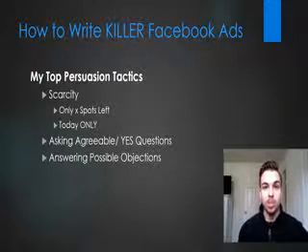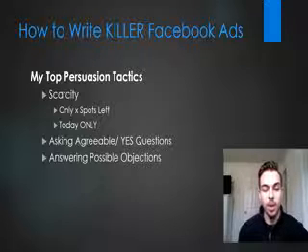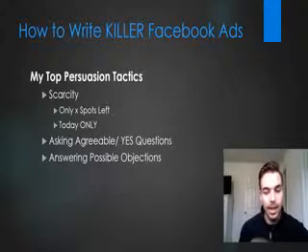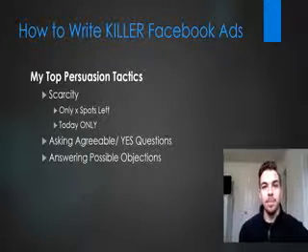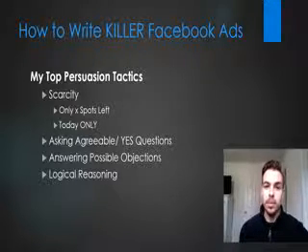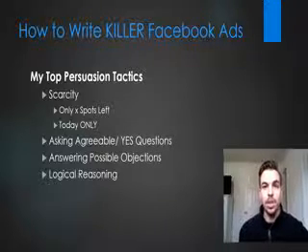Answering possible objections before they even have the objections. This is a really good one because people are always going to have objections as to why they might not take the offer. Oh, I'm scared they're just going to use my phone number information for bad, whatever it is. Answering objections beforehand can a lot of times alleviate that and make them feel more comfortable with actually putting their information in. So the next thing, people don't talk about this enough, I don't think, is logical reasoning, and this kind of goes with the objections as well. I'll show you guys more real life examples of these in a second.